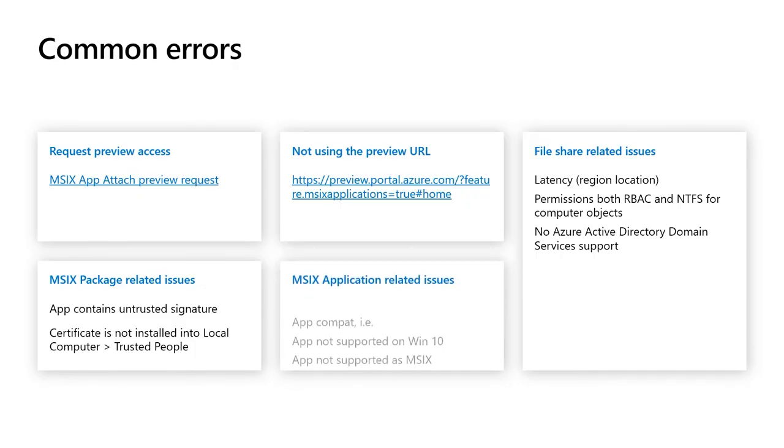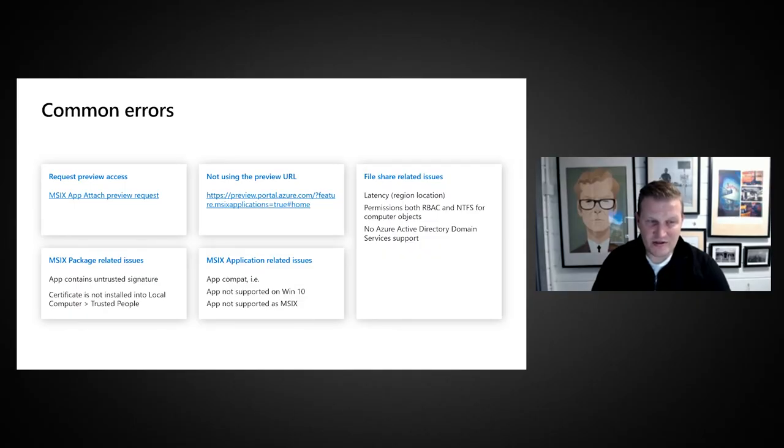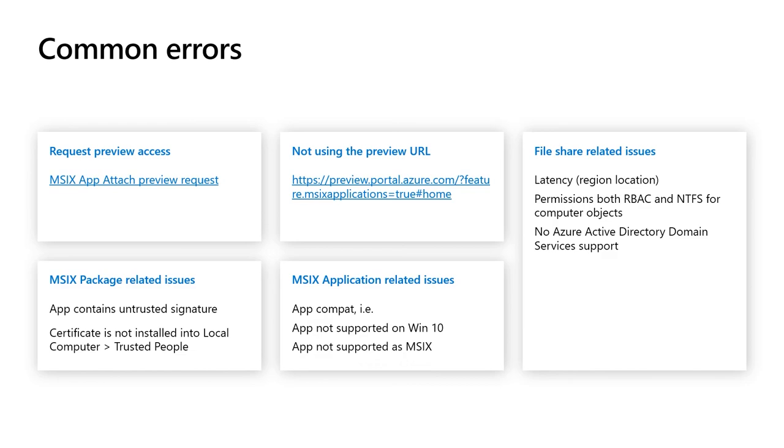And then application related issues themselves. Basically those come down to application compatibility issues, i.e. any application that is not supported on Windows 10, or for that matter, any application that's not supported within the MSIX packaging format itself. There's no way around that at this point, unfortunately. So if you have any of those issues, just go back through and double check your deployment and your configuration, and hopefully you'll be able to get that up and working.